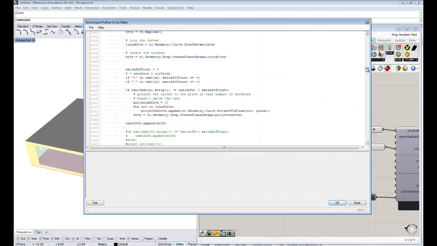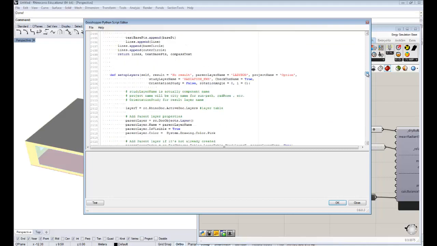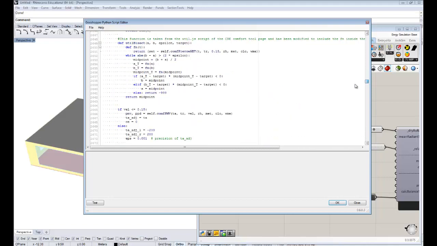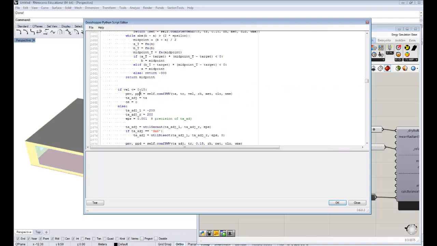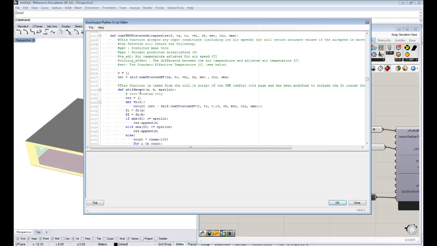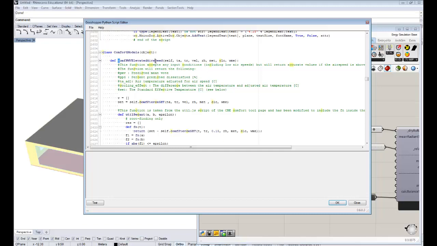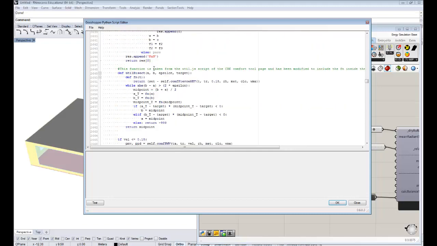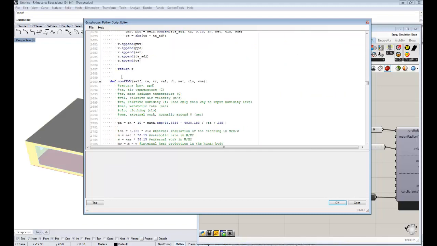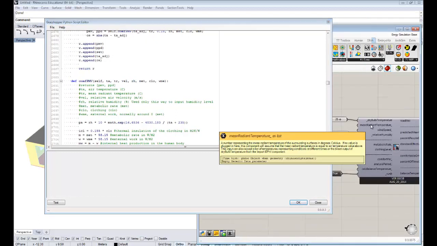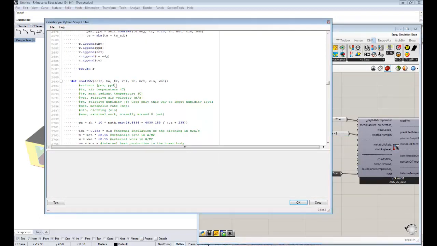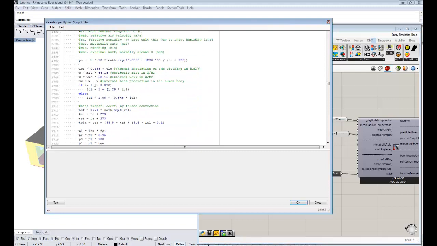There's a bunch of functions in here, but we have to get all the way down to our predicted mean vote comfort class. This is calculating it for elevated airspeed, but let's go all the way down to the basics, our function that calculates predicted mean vote. And you'll see here are those same values that you're plugging into the component, like dry bulb temperature and mean radiant temperature. They're all here in this function.